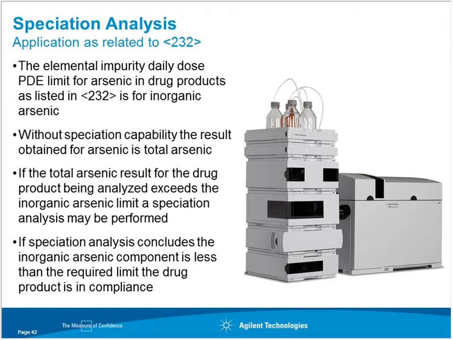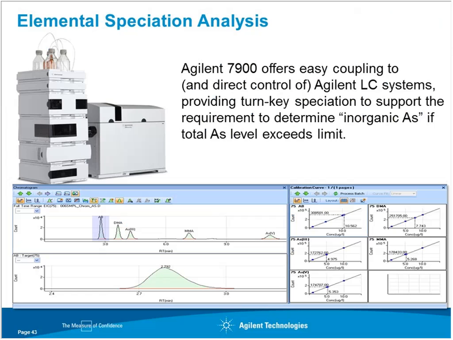Again, if speciation is required, you do want to look at ICP-MS. So 232 does reference inorganic arsenic. So if you do exceed the arsenic limit, it could be speciated, and if you prove that the inorganic component is less than the limit, then the drug product is still going to be in compliance.